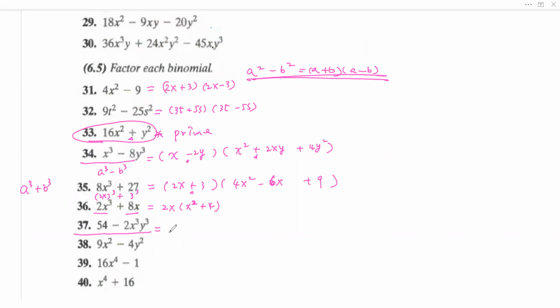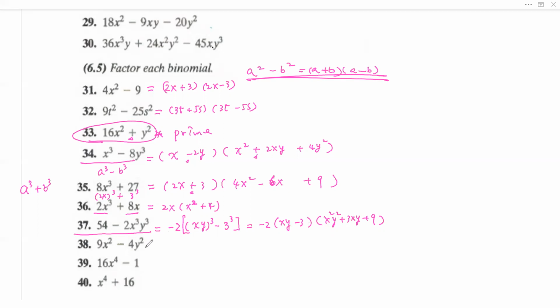37, 54, negative 2. Let's take negative 2 out first. So here is xy cubic minus, here's 27, right? 27 we say this cubic, right? So we can see a is xy, b is 3, right? Negative 2. A is xy, b is 3, right? A squared, b squared, and plus 3 times ab, right? Just ab. All right, let's see 38.